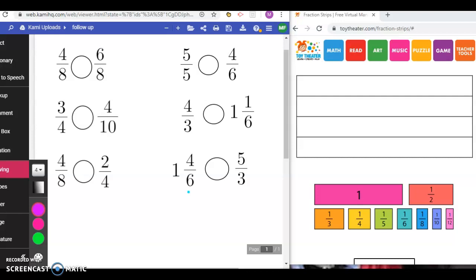Hi, boys and girls. Today we're going to review comparing fractions. And I'm going to use fraction bars here to explain.